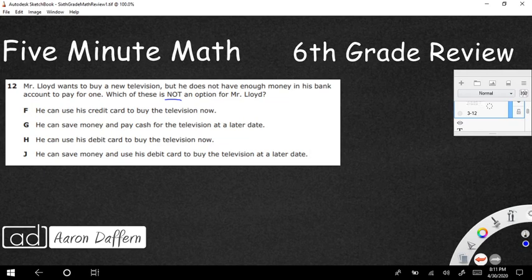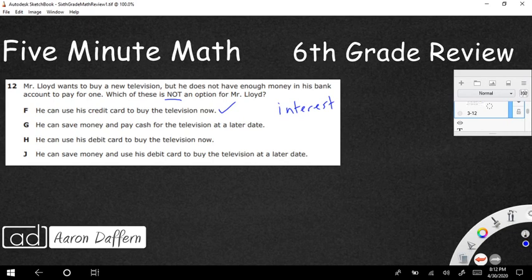How do you pay for something if you don't have the money in your bank account? He can use his credit card to buy the television now. He can. Remember, credit card is you pay now, and then you pay back later, but you are going to be charged interest. So unless you pay it off by the end of the very first month, the amount of money you pay back is actually going to be more than you paid, which most people don't mind because they want it now. That's how the credit cards make their money, is they hope you don't pay it off immediately.